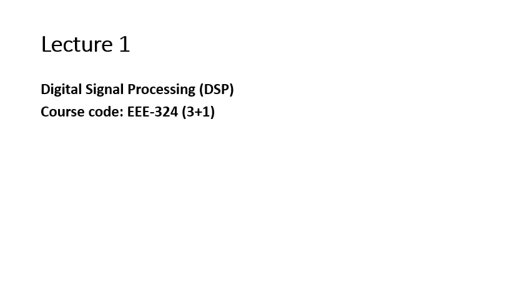Assalamu alaikum and welcome to the course on digital signal processing, having course code EEE 324, which consists of theory as well as the lab. And this is lecture number 1, and in this lecture we will discuss the course contents, books you will be following for this course, and we will also overview some of the topics which you have already done in the course signals and systems, which will be used in this course also.